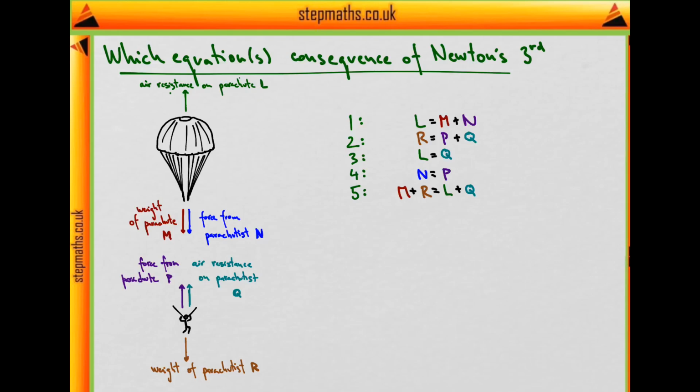We are supposed to say which of these equations is or are a consequence of Newton's third law, a direct consequence of that. It's very important to get this right because the question is not asking which of the equations is true. In fact, most of them will be true, but which is a direct consequence of Newton's third.